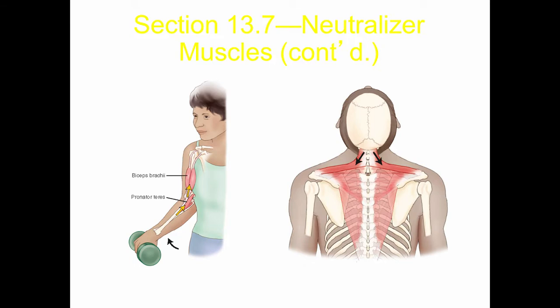In this illustration, the pronator teres is the neutralizer because its action of pronation of the forearm at the radioulnar joints cancels out the biceps brachii's action of supination of the forearm at the radioulnar joints.